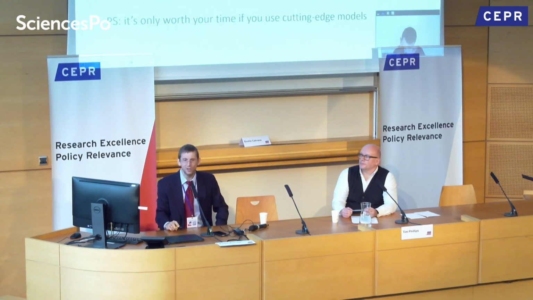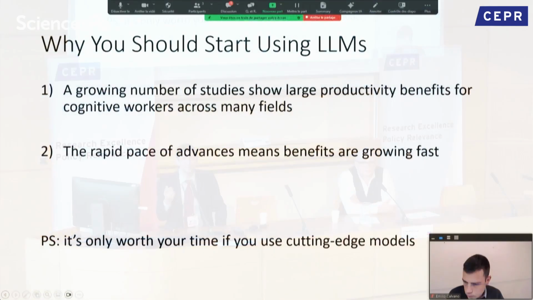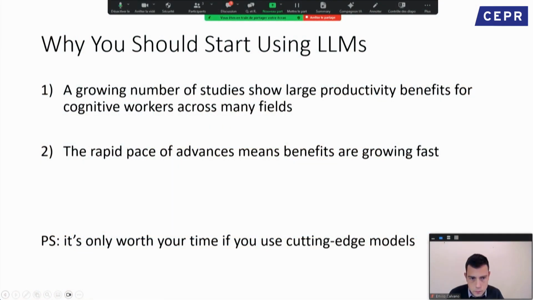But now let me return to economics. I have two main messages that I would love for you to take away and that I will try to convince you of over the next 10 minutes. First, why should you start using large language models? A growing number of empirical studies show that there are really large productivity benefits for all cognitive workers across many fields, whether that is coding or writing or working as a consultant, or, I guess in my paper, working as an economist.